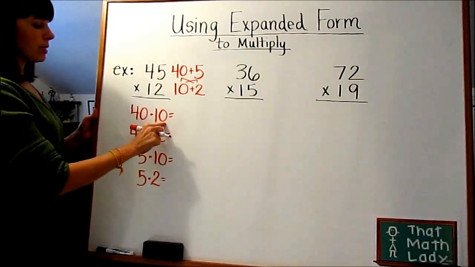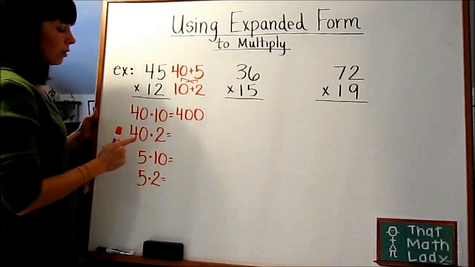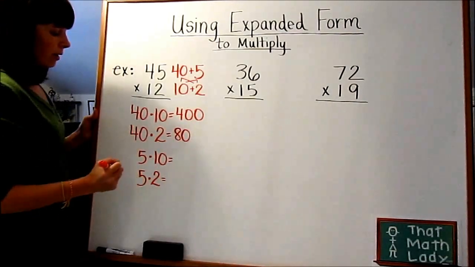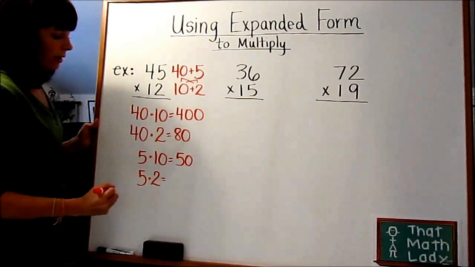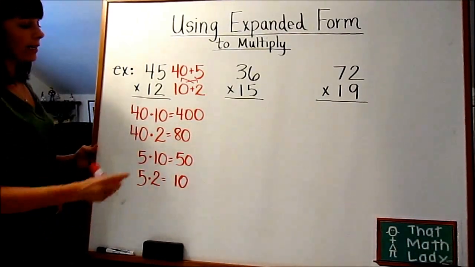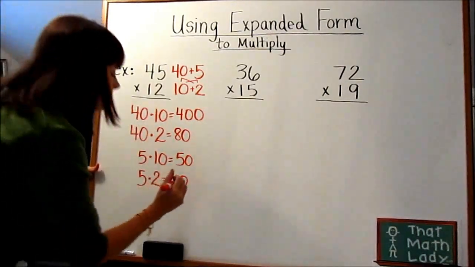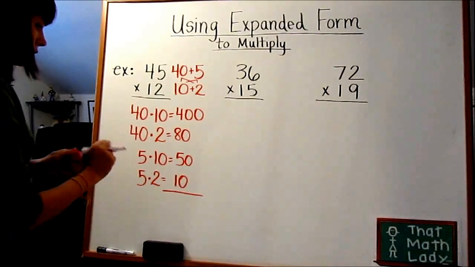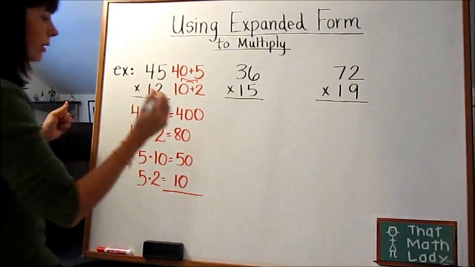So 40 times 10 is 400. 40 times 2 is 80. 5 times 10 is 50. And 5 times 2 is 10. And now I can add up my products to get a total sum at the bottom. And probably what I should do is line these up just to make sure I don't make any errors.